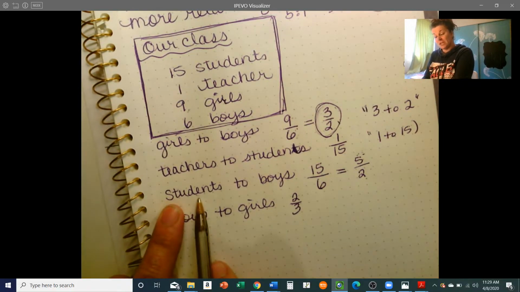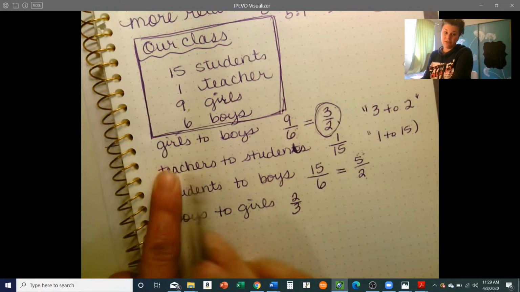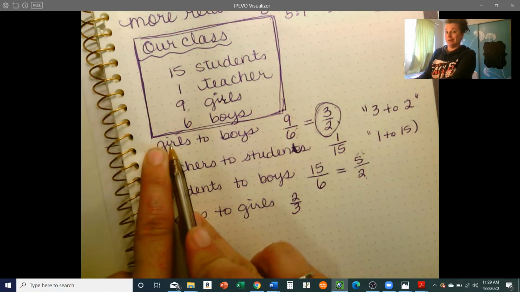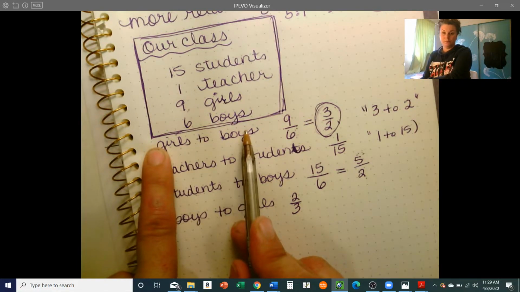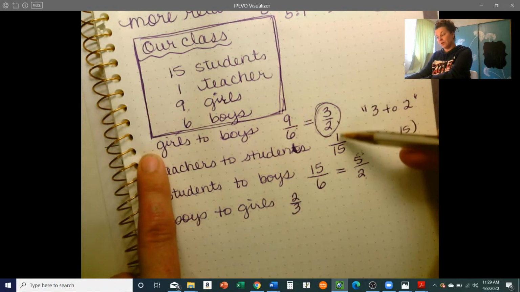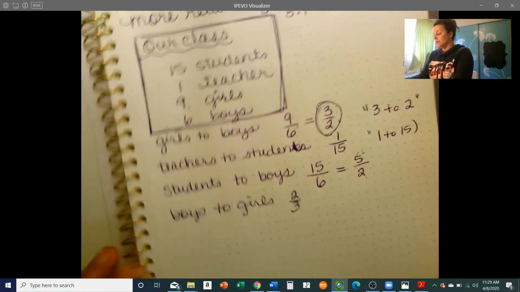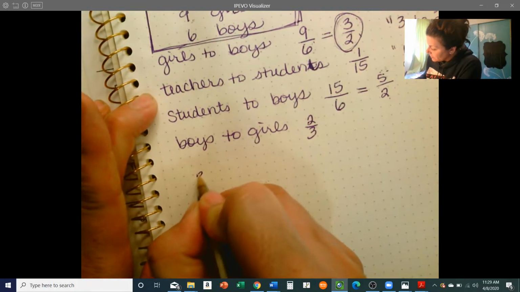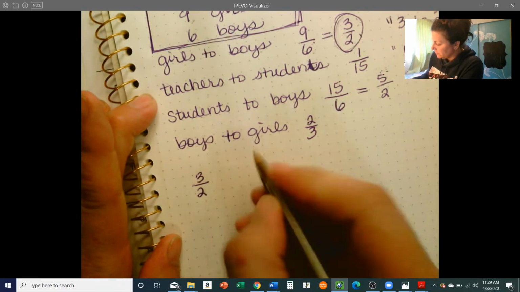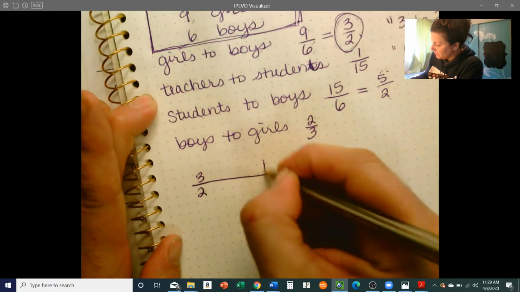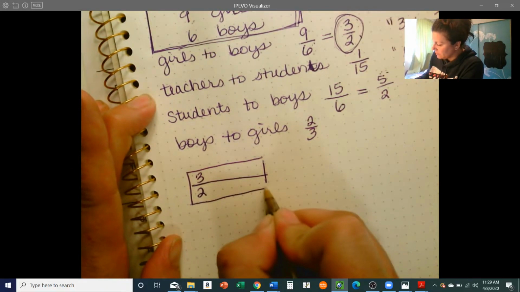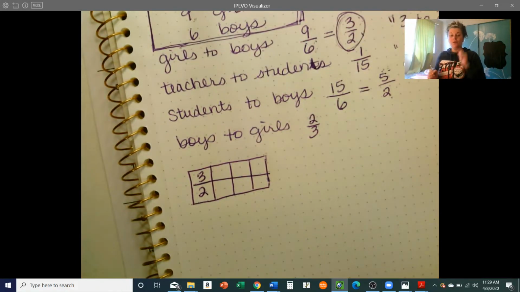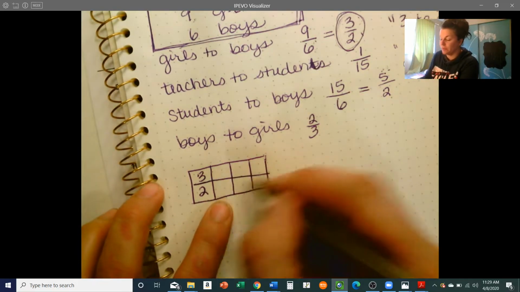For every 15 students, 6 of them are boys. For every teacher, there are 15 students. For every 9 girls, there are 6 boys. Which I can also say is for every 3 girls, there are 2 boys. So if we're looking at equivalent, let's take this one up here. So 3 to 2, I'm going to make a little box here because some of your problems have this little chart. This is not drawn very well, but that's okay. Where you are to write equivalent fractions in here, equivalent ratios.